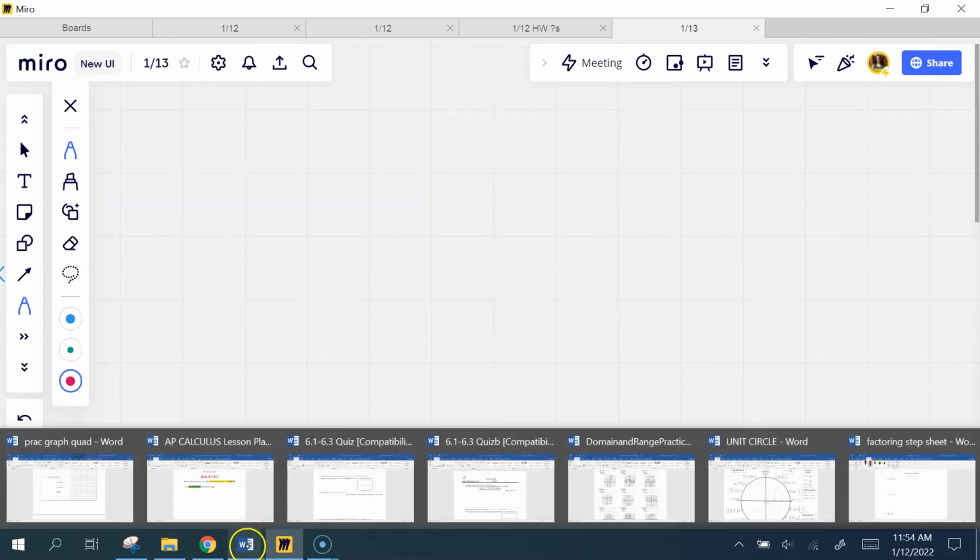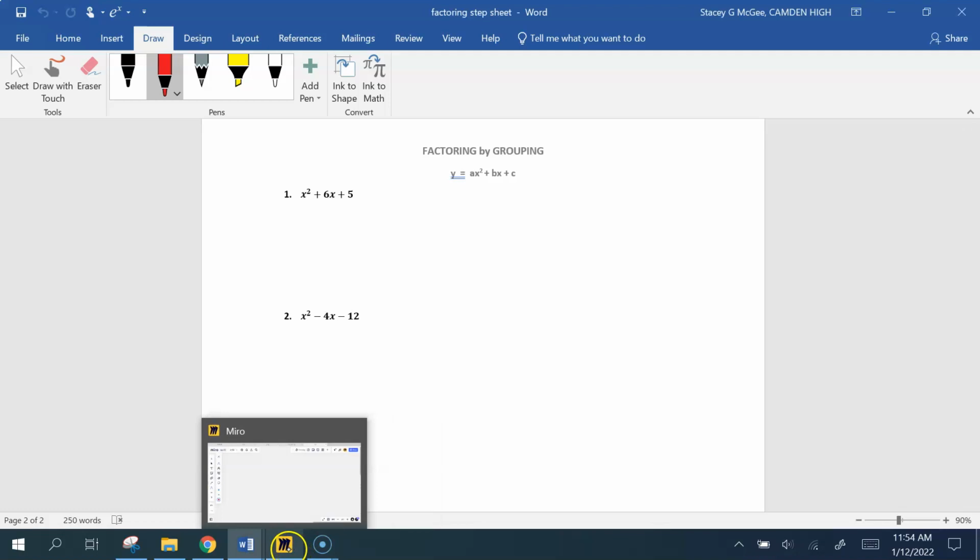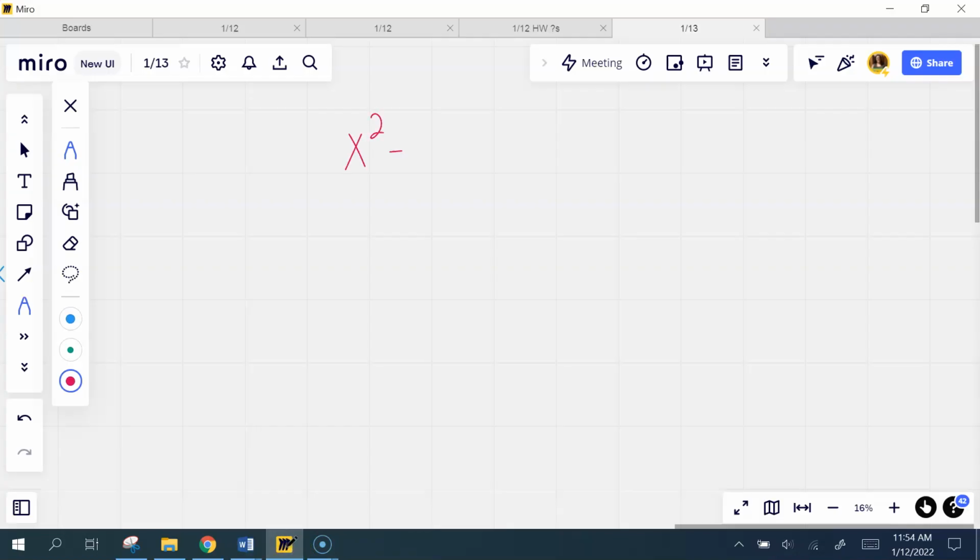All right, let's do one that's a little bit harder. Let's do some with some subtraction because we haven't done that. So again, I look for the GCF, and this one does not have a GCF. Most of them are not going to have a GCF in the beginning, but it's better for me to show you that in the beginning than it is for you to learn how to do it without.